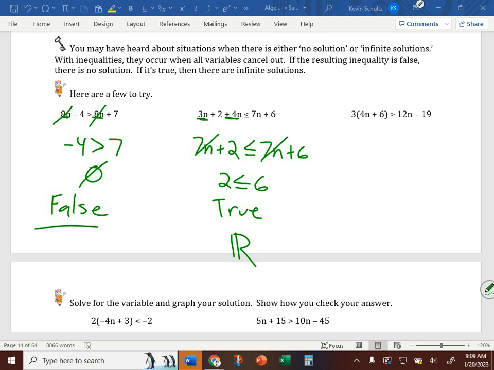The last one, try it on your own. Take 30, 45 seconds. Try that one on your own. You see parentheses, so start by distributing.